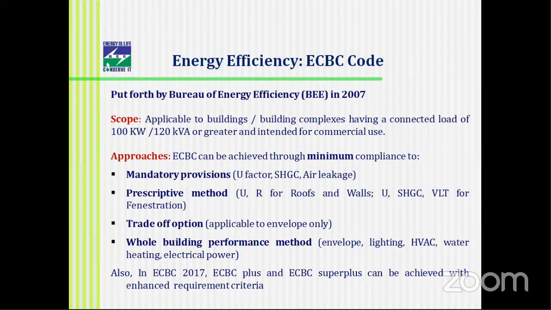So indirectly, much of the energy management is done through the code itself. So this is what I'm saying. We need to adhere to and comply with the code requirements for an effective energy management strategy in buildings.